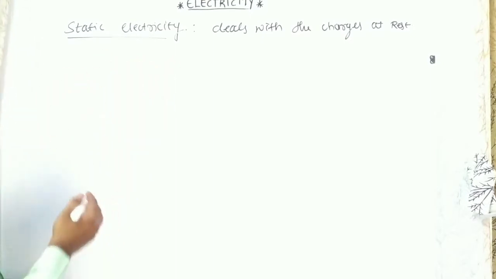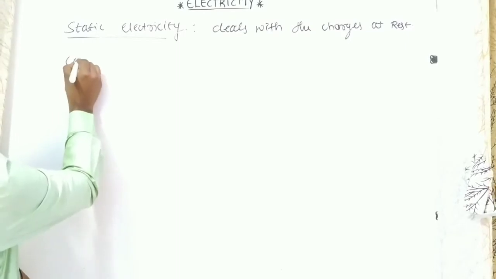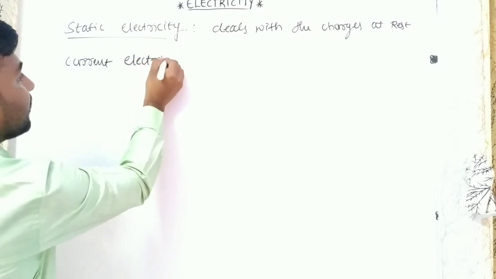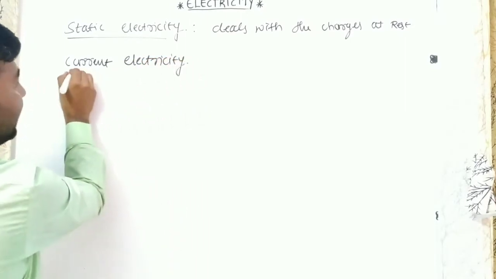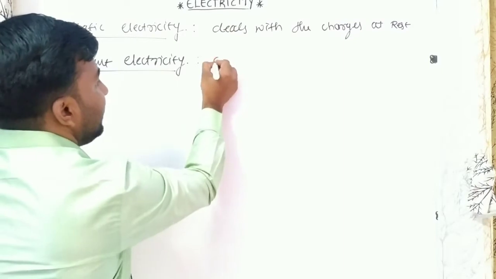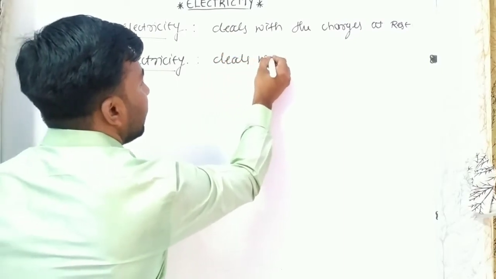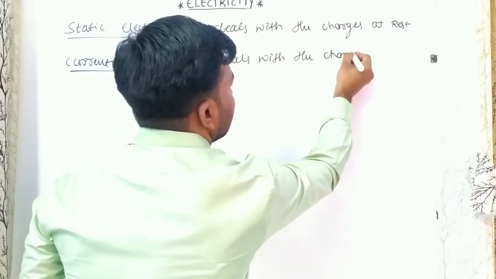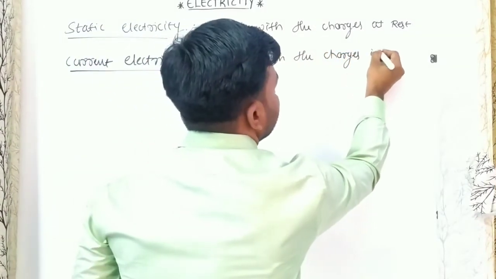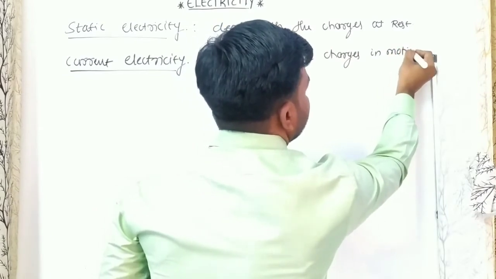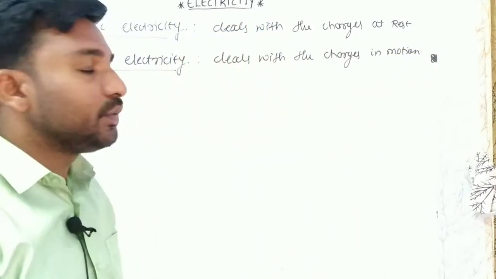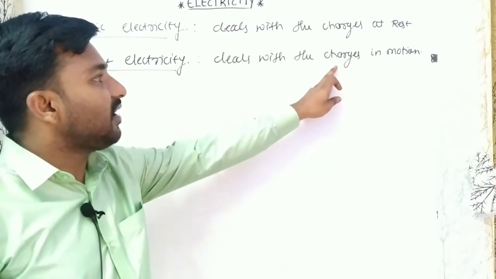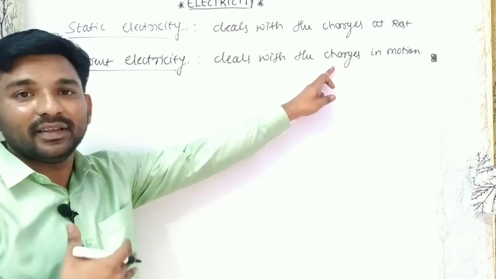One more type is current electricity. Current electricity deals with charges in motion. In this branch of electricity we will study the effects we can see if the charges are in motion.